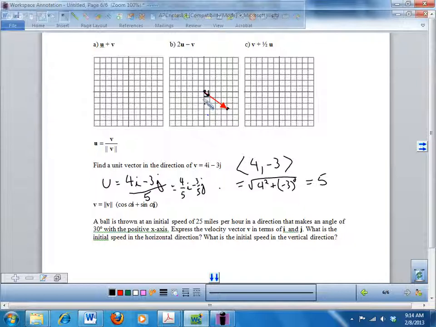You understand that? That's what a unit vector is, and this becomes important later on. If I went over this way 4/5 and down this way 3/5, the length of this vector right here, in the same direction as this bigger vector, would be 1. You get that?